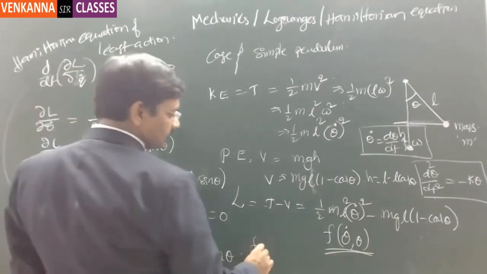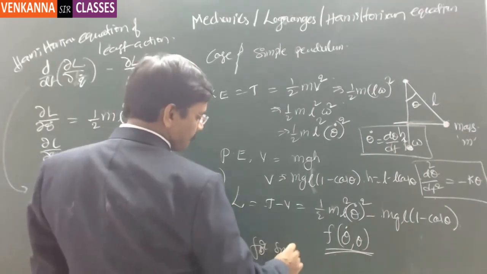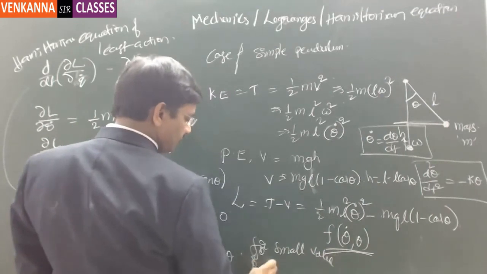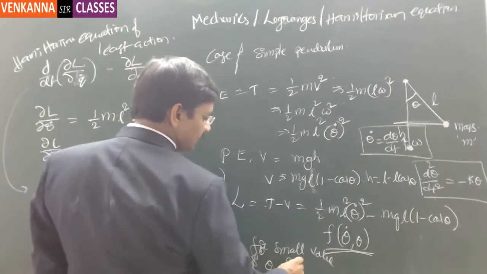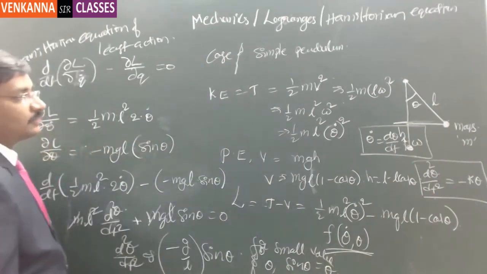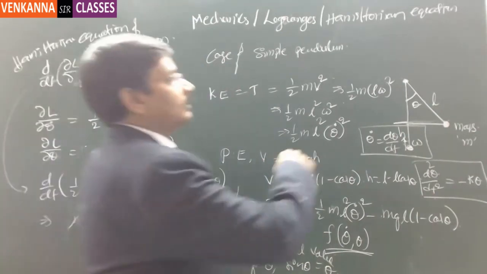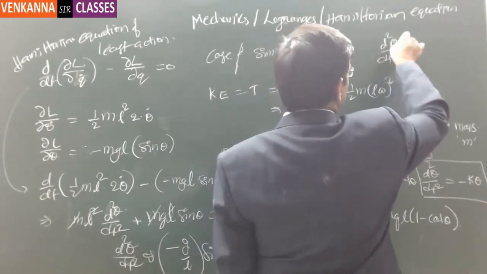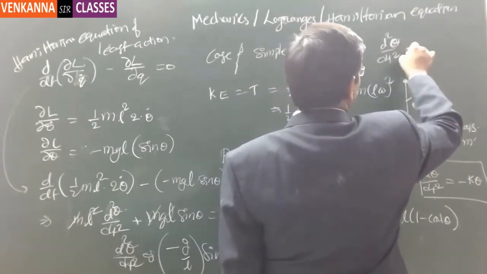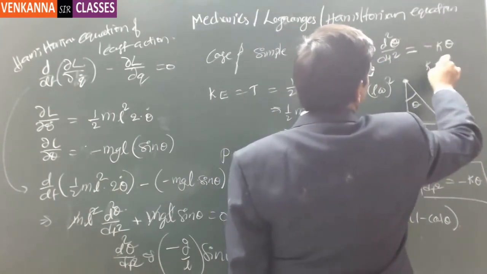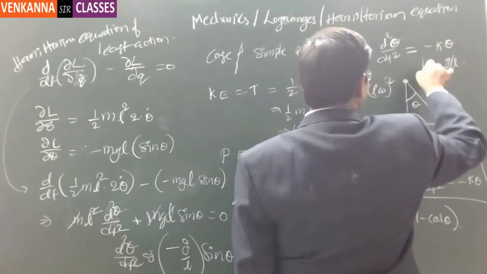So for small values of θ, sin θ can be equated to θ. So the equation of motion is d²θ/dt² equal to minus kθ, where k is equal to g/l.